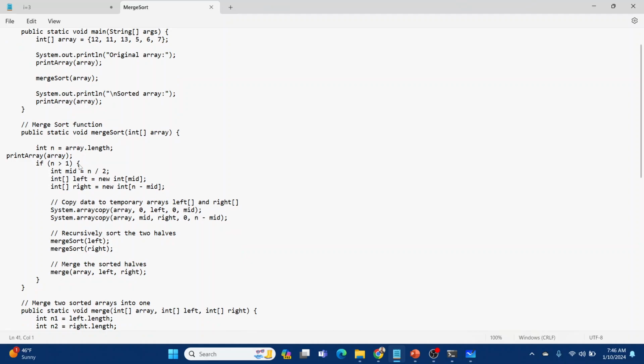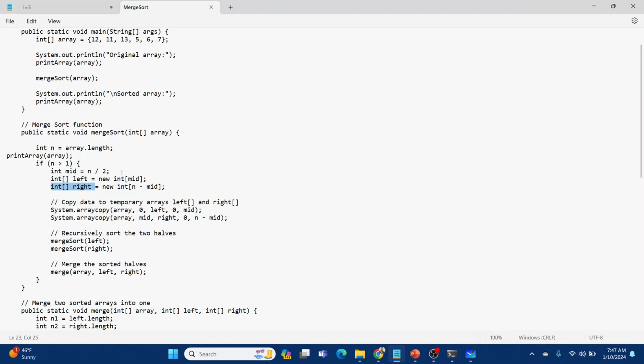Over here we are printing the array because we have already put in this example. We took the length of the array, and if n is greater than 1, as long as n is greater than 1, this condition will be true, right? We divide the array from the middle. We said n divided by 2 will be the mid value, and we created two sub arrays, integer left and integer right.